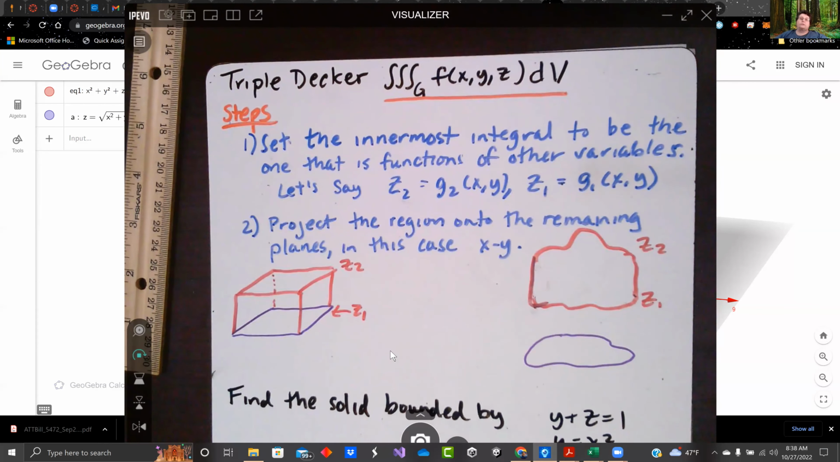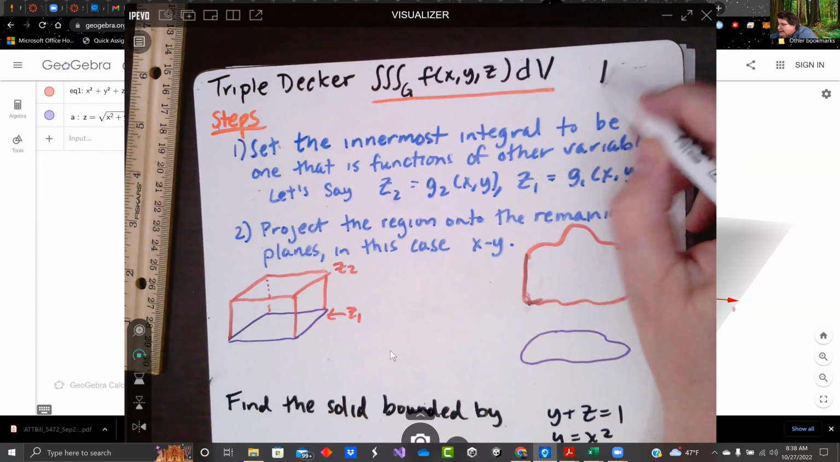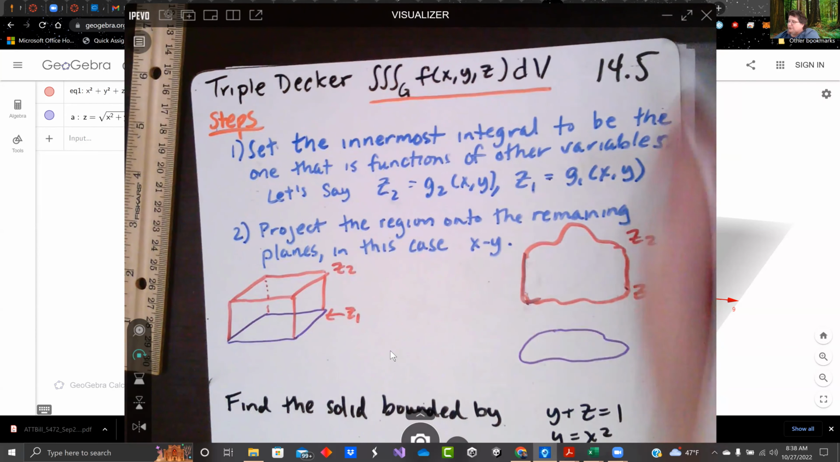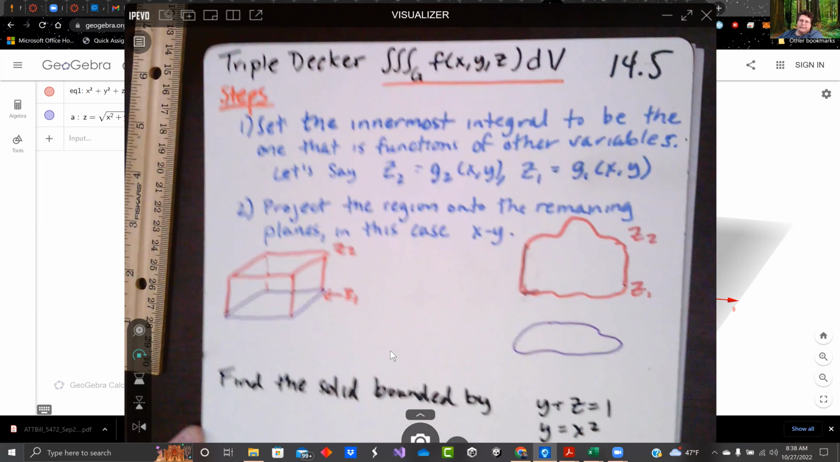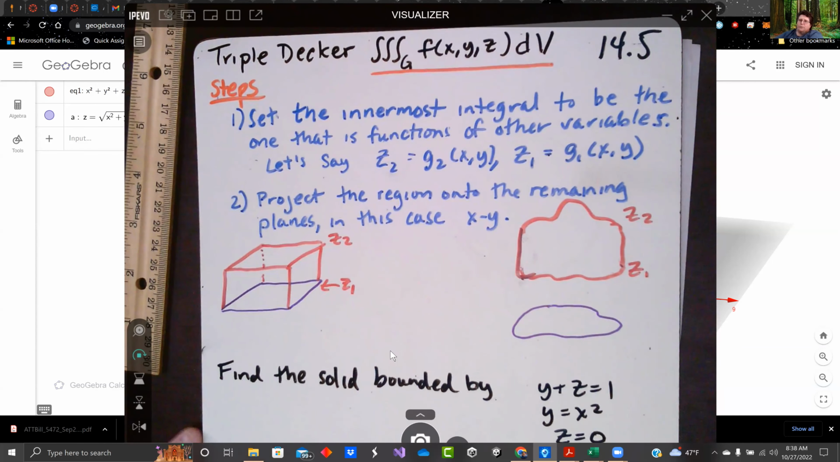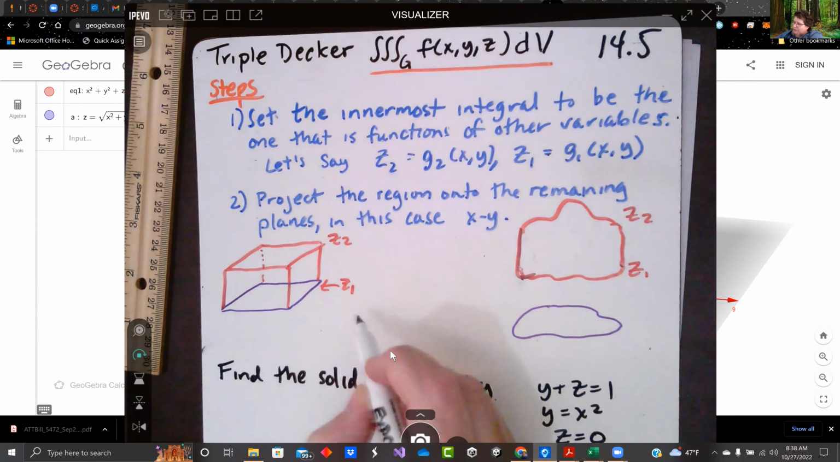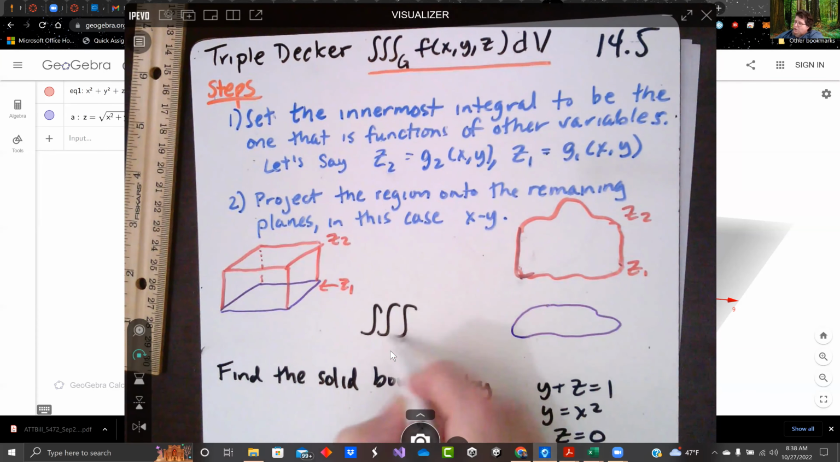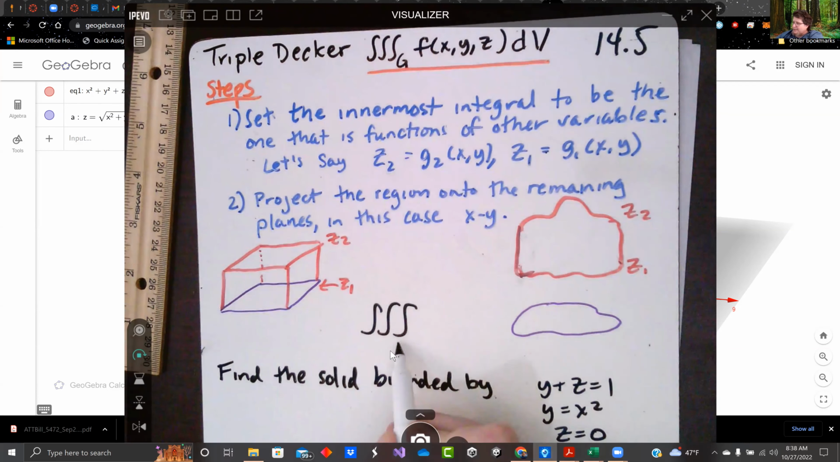All right, so triple deckers, the triple integral. This is 14.5. Doing a regular rectangular region is pretty easy. It gets a little more challenging when we're doing integrals with weird boundaries. And so sometimes it's a little challenging to think about how to do it. So the steps you really want to take: remember, we've got 3 integrals we're looking at, so we want the most complicated one to be on the inside.